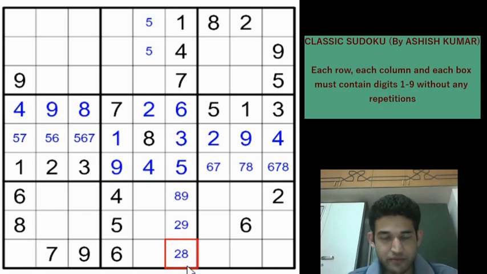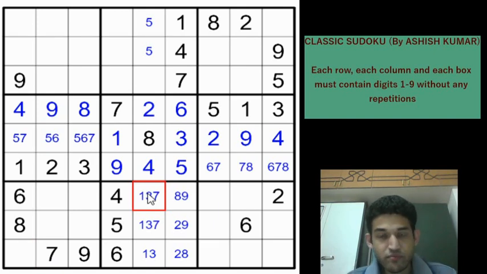Now in box 8, 4, 5, 6, 2, 8, 9 have been placed. A 7 is in row 9, so remaining digits are 1, 3, 7. So 7 can't be here, so this will be a 1 or a 3. This will be 1, 3 or 7, and this will be a 1, 3 or a 7.